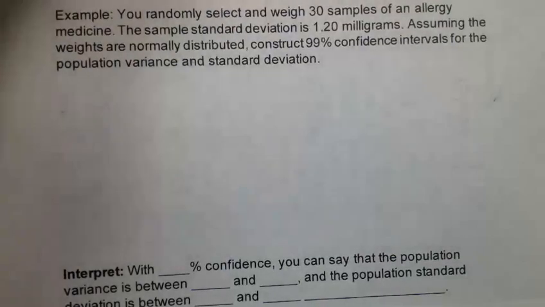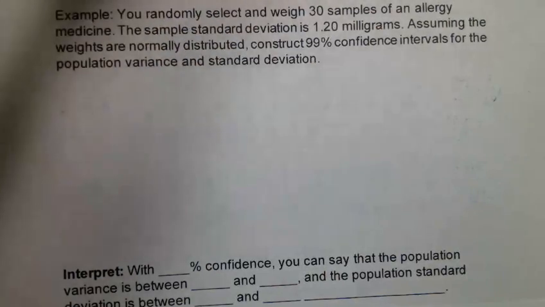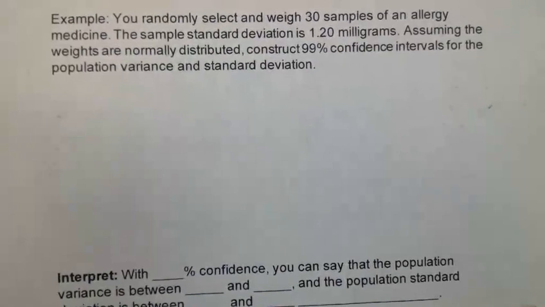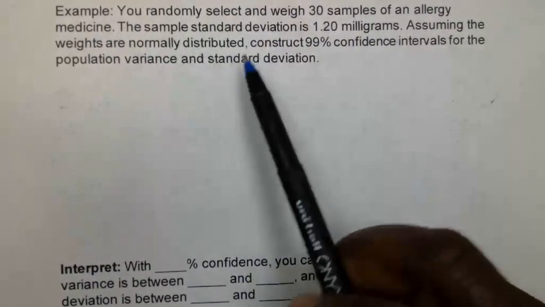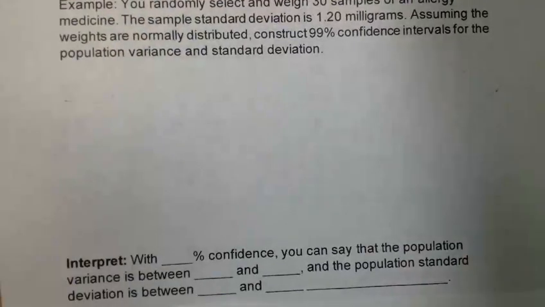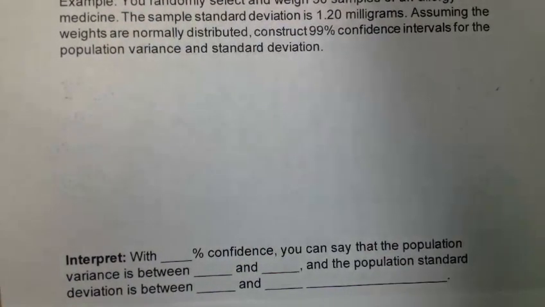So you randomly select and weigh 30 samples of an allergy medicine. The sample standard deviation is 1.20 milligrams, assuming the weights are normally distributed. Construct 99% confidence intervals for the population variance and standard deviation.